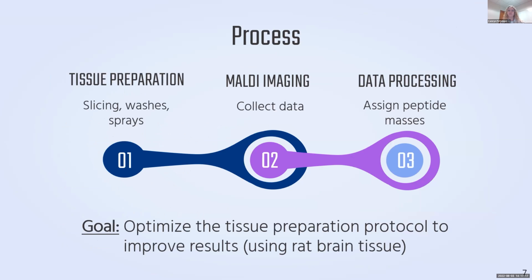So in order to go through this process, there's three main steps. First, you have to do the tissue preparation, which involves slicing, washes, sprays, and then to actually collect the data, you have to do MALDI imaging. And then in order to assign the peptide masses, there's a bunch of data processing that you have to go through. So our goal was to optimize the tissue preparation protocol in order to improve the results that we were seeing.